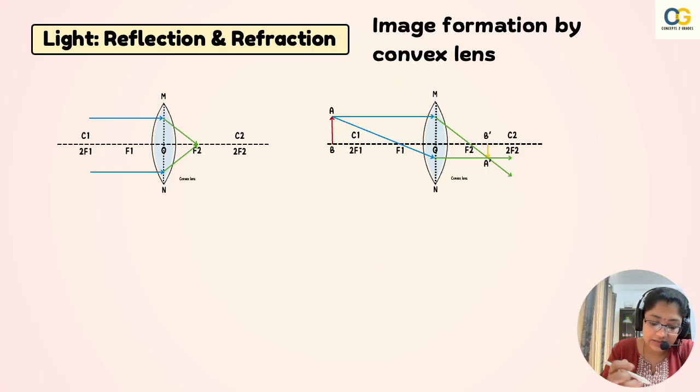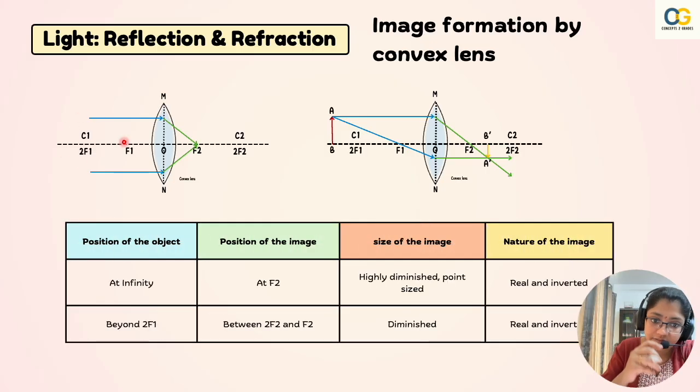So again, we'll be starting from infinity, where the object is placed at infinity, and we will see where the image is formed. So when you place the object at infinity, the image is again formed at focus. It is highly diminished, real and inverted. Bringing it closer, beyond the 2f1 or C1 point, the image will be formed on the other side of the lens, between f2 and 2f2 point, and it will be diminished, real and inverted.